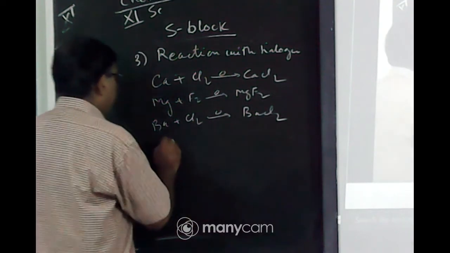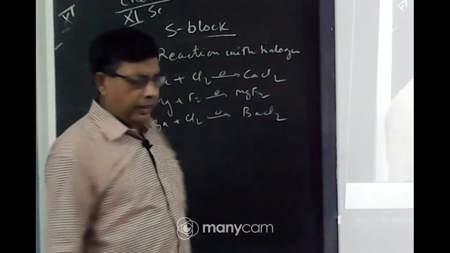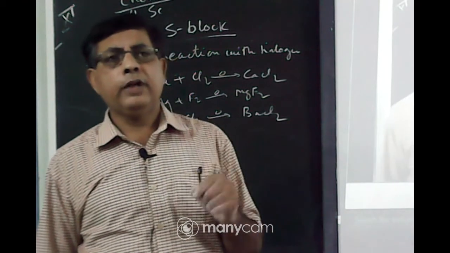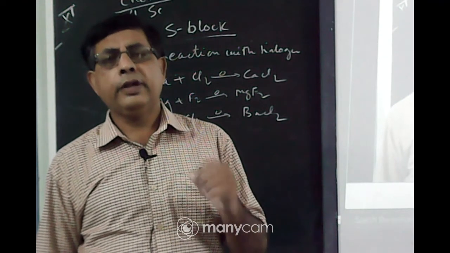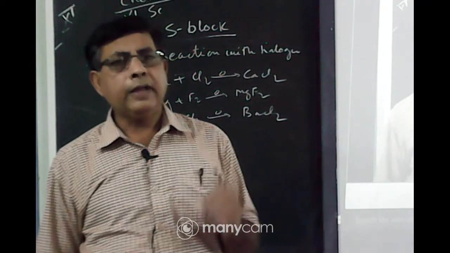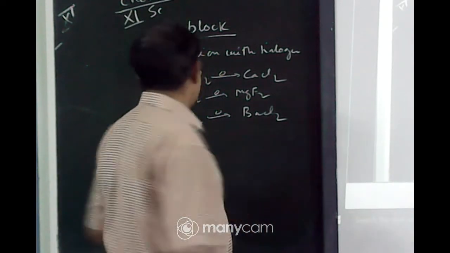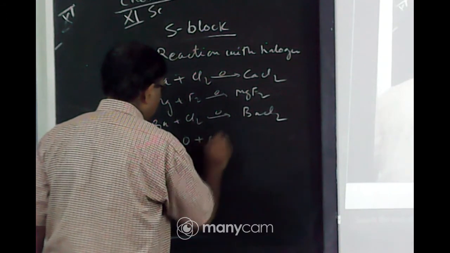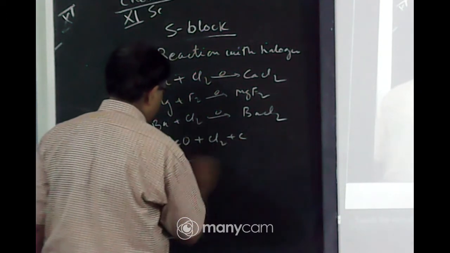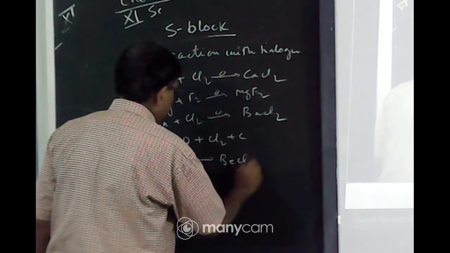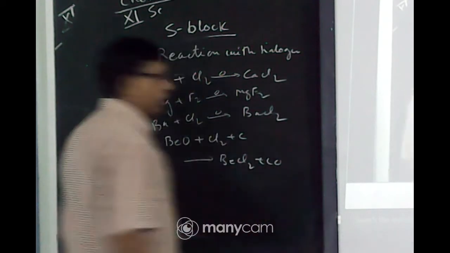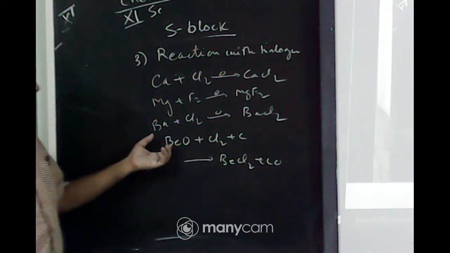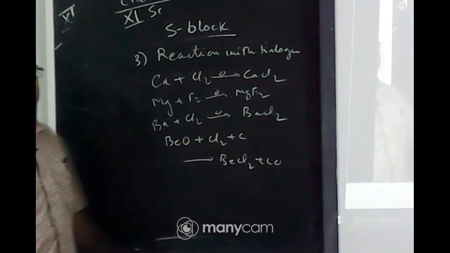But beryllium halide cannot be prepared directly by heating beryllium with halogen. It can be prepared indirectly by heating beryllium oxide with halogen. Say beryllium oxide plus chlorine plus carbon forms beryllium chloride and carbon monoxide. So, indirectly beryllium chloride can be formed by heating beryllium oxide with chlorine in the presence of charcoal.